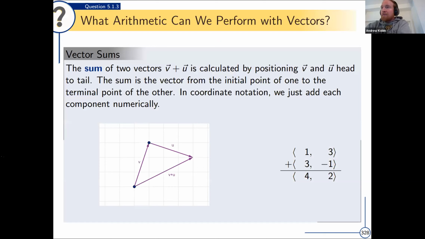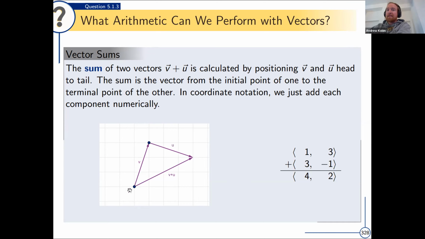We can do a bit of arithmetic, meaning we can combine vectors in different ways. And the easiest way to do this is if I have two different vectors, v and u, and I want to add them together, well, I can add them coordinate-wise, or I can add them geometrically. I'm going to show you the two different ways of thinking about this. It gives the same result, by the way.